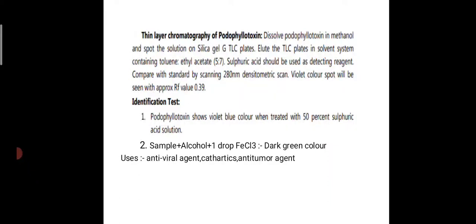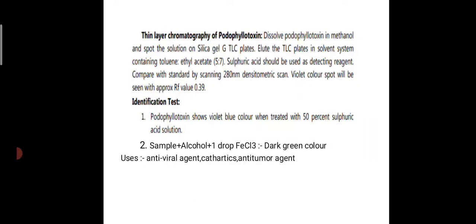For that, the sample is prepared by dissolving podophyllotoxin in methanol. Then the stationary phase used is silica gel G, and the mobile phase used is toluene and ethyl acetate in a ratio of 5:7. The visualizing agent, for clarity of spot, is sulfuric acid, used as a detecting agent. Then after running the mobile phase on the stationary phase on the TLC plate, we get the Rf value of test and standard spot.